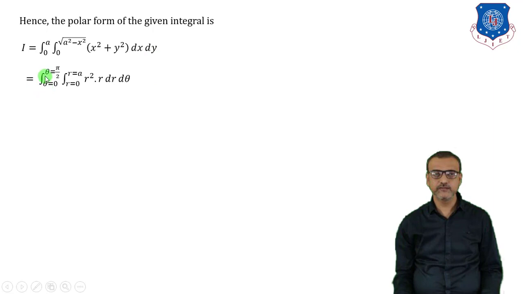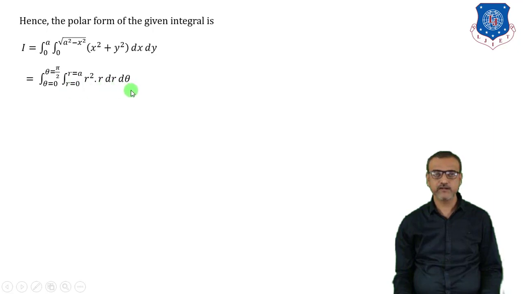And this is equal to integration, theta from 0 to pi by 2, r from 0 to a, of x square plus y square, which is nothing but r square, because x equals r cos theta and y equals r sin theta. So x square becomes r square cos square theta plus y square becomes r square sin square theta. Taking r square common, into the bracket we have cos square plus sin square, and cos square plus sin square is 1, and 1 into r square, the result is r square. And replacing dx dy by r dr d theta, where r is the Jacobian J.